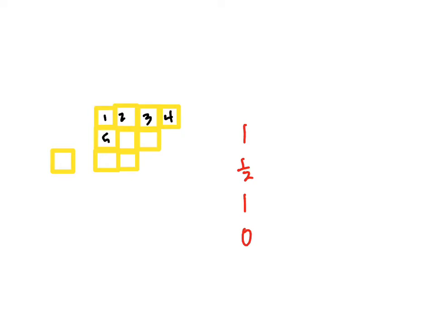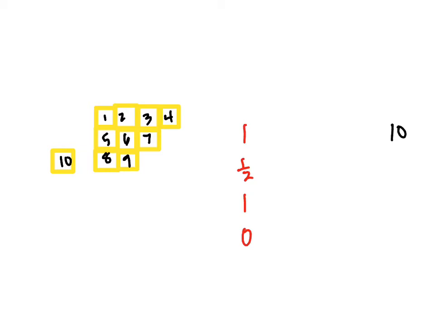So let's first of all look at the full squares. Okay, so these are the full squares that I've highlighted in yellow. Let's count them up. 1, 2, 3, 4, 5, 6, 7, 8, 9, 10. So I know there are 10 full squares.